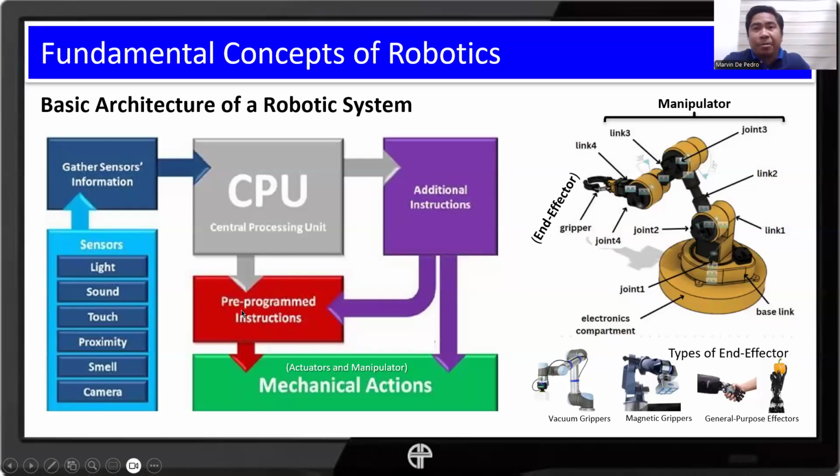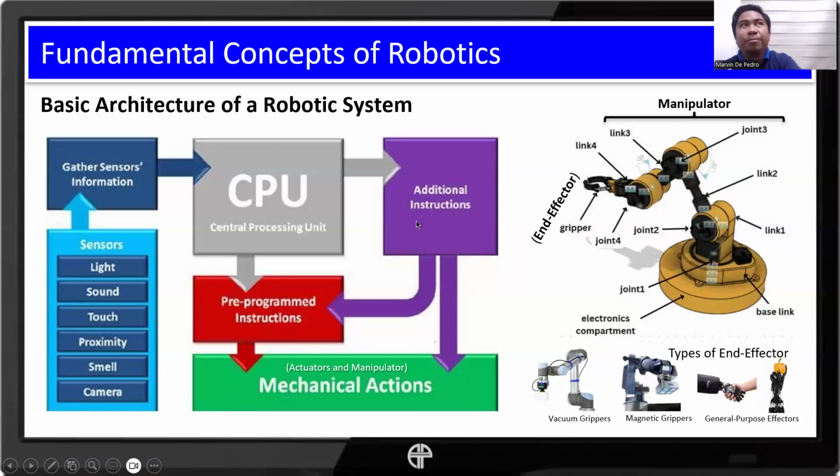Whatever is the processed data, the CPU will forward that to the pre-programmed instructions. It will be inputted to those pre-programmed instructions, and the corresponding output, meaning for each input, there's a corresponding output. And that output will be converted into mechanical action.